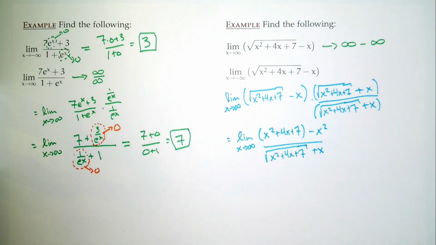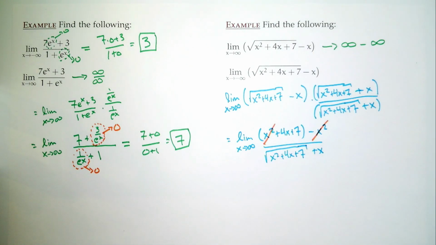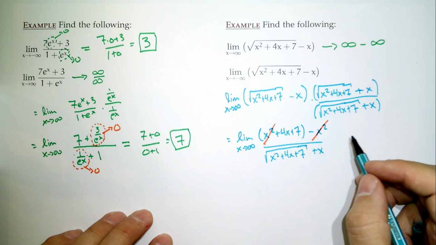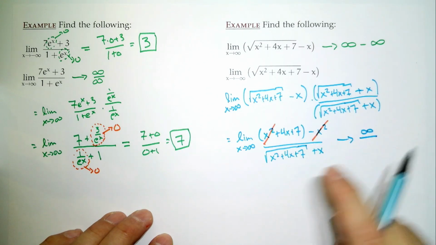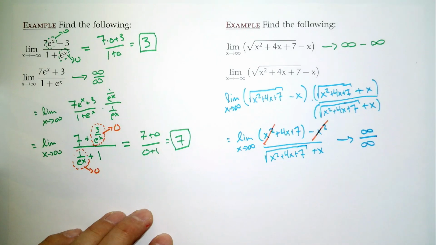What can we do? Yeah, we can definitely cancel the x squareds. And now we're like, hey, we canceled something. Let's check in and see how we're doing. So we check in and we say, okay, before we were going to infinity minus infinity. Upstairs, after our cancellation, what's going to happen? Well, 4x plus 7 goes to what? Infinity. And downstairs, we're going to get a big number plus x, which is going big. So that's going to be infinity.